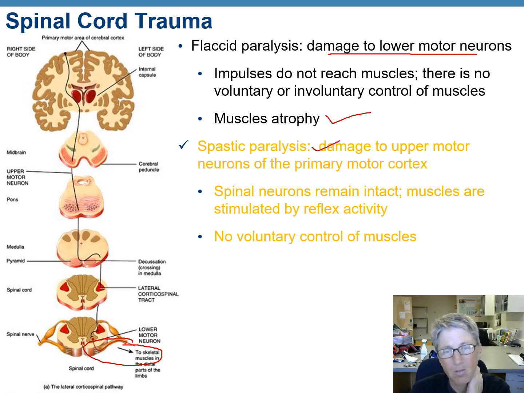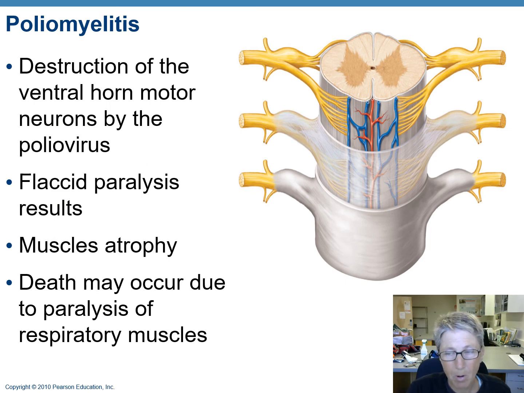A different type of paralysis is spastic paralysis. If you damage your upper motor neurons, these guys up here, but the spinal neurons down here are still intact, you can have reflex activity. We'll go over that when we do the peripheral nervous system. But there are reflexes where you can contract your skeletal muscles without a program from the motor cortex. So you don't have any voluntary control of muscles in spastic paralysis, but you're still stimulating your muscles with reflex activity. So you might not have quite the atrophy that you would with flaccid paralysis.